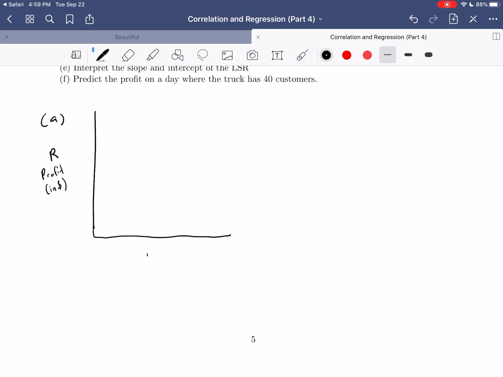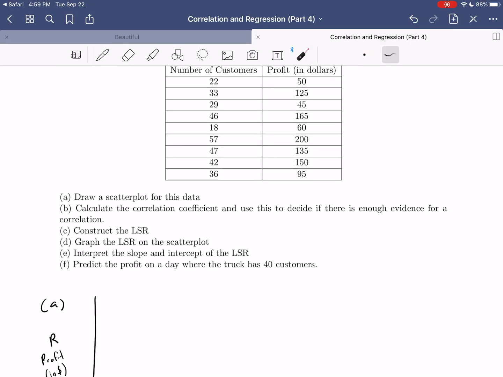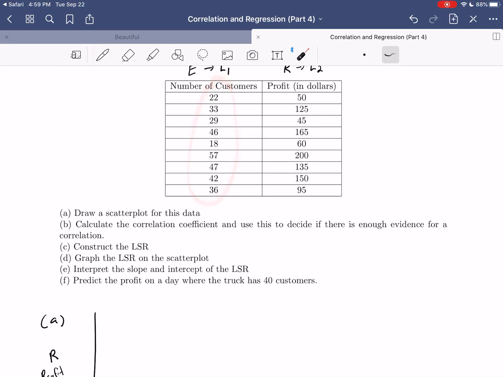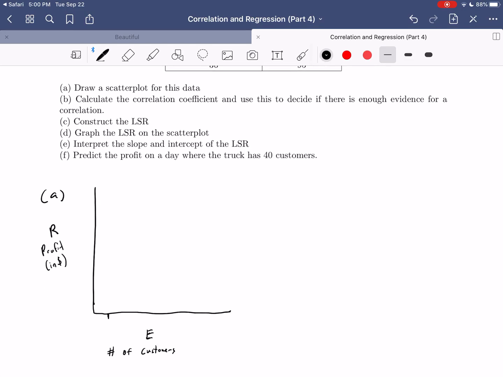And this over here will be the explanatory, which was the number of customers. All right, let's take a look at how we want to scale these axes. So for number of customers, it looks like the low end was 18 and the high end was like 57. So we could go by like 5s or something like that. Maybe we start at 15 or something, whatever is sort of easy to do.